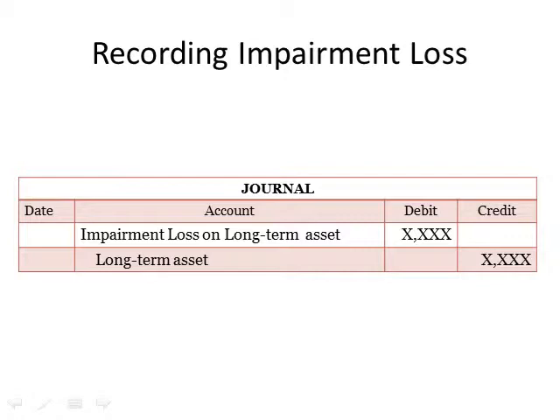If an impairment loss is incurred, the entry in this slide is made. Both long-term assets and equity decrease through the loss account. Under U.S. GAAP, once a long-term asset has been written down because of impairment, it may never again be written back up should it increase in value.